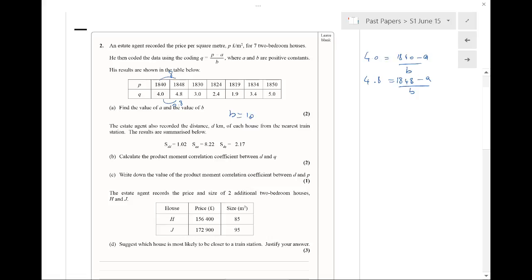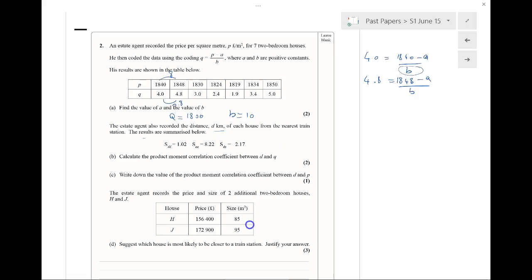And then once we've got B as 10, we can put 10 in for B here. That quickly should get us to 40. So that gives us A is 1,800. So it's okay to write the answers down if you can see it there, because there's only 2 marks, but solving wouldn't take too long if you wanted to. Okay, so it says the estate agent recorded the distance, d kilometres, of each house from the nearest station. They are put in this table below. Find the product moment correlation coefficient.